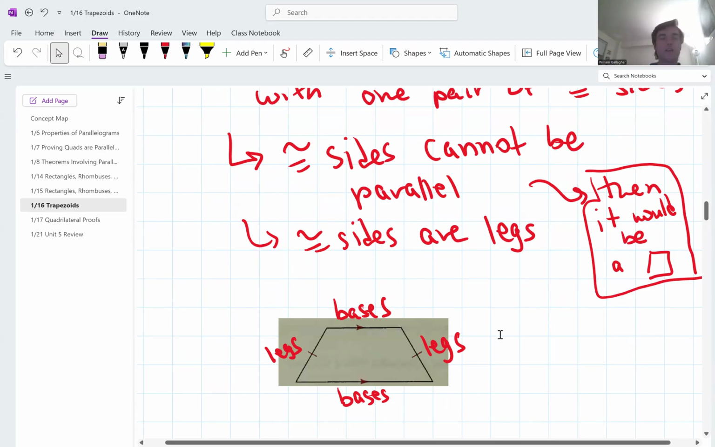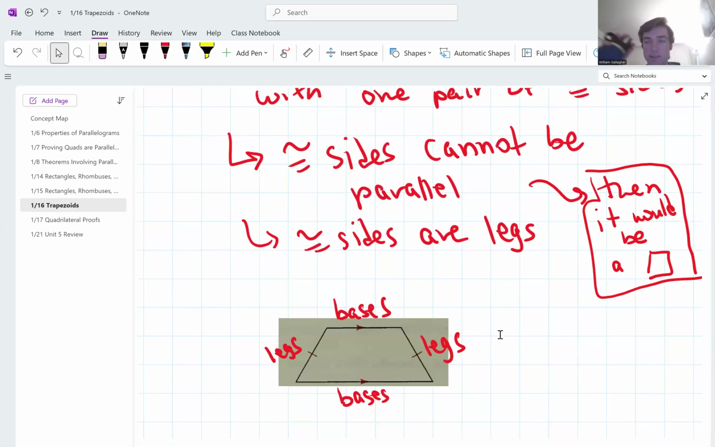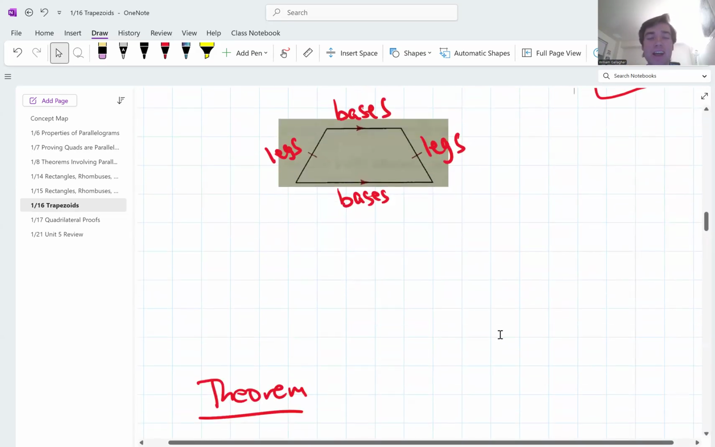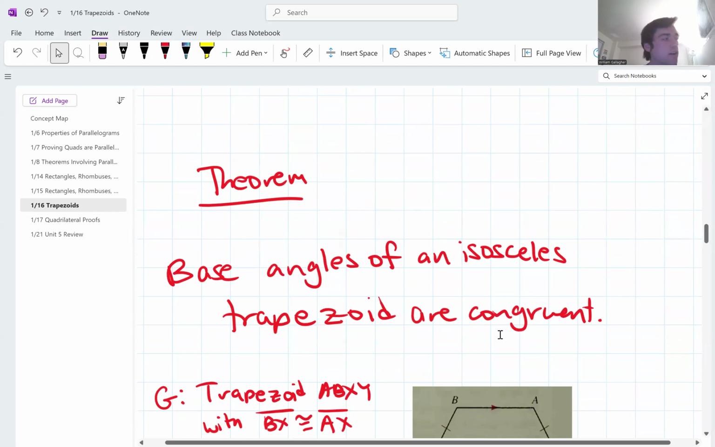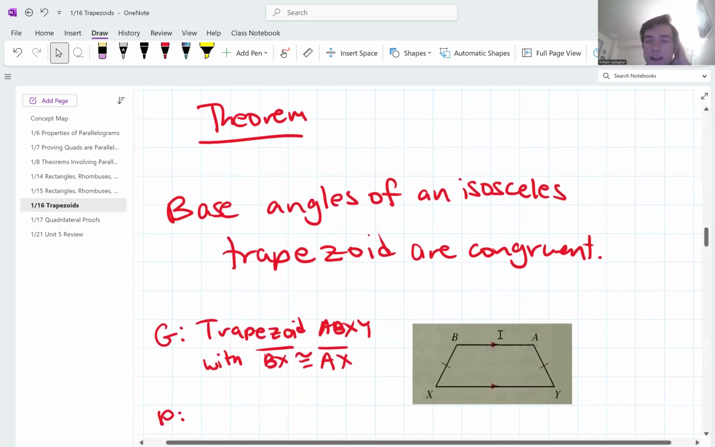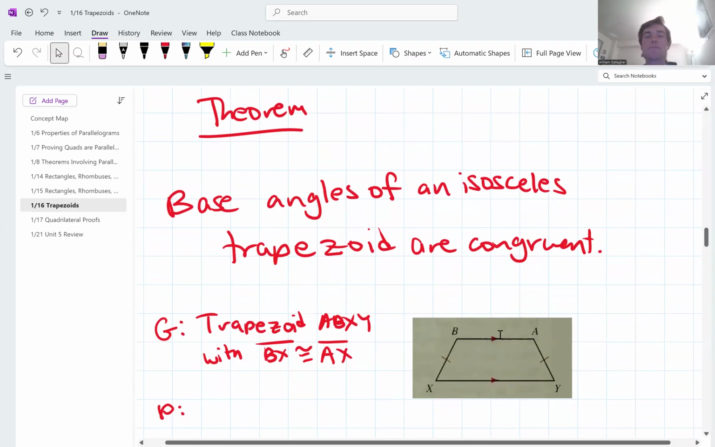So moving along, we're going to have a theorem about isosceles trapezoids. You can probably guess what it is. We're going to say that the base angles of an isosceles trapezoid are congruent. The base angles of an isosceles trapezoid are congruent.